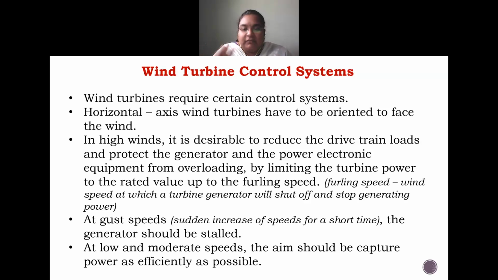Furling speed means the turbine generator will shut off and stop generating. Gust speed is just a sudden increase of speeds for a short time. At low and moderate speeds, the aim should be to capture power as efficiently as possible. Our main aim should be to capture power as efficiently as possible at moderate and lower wind speeds.